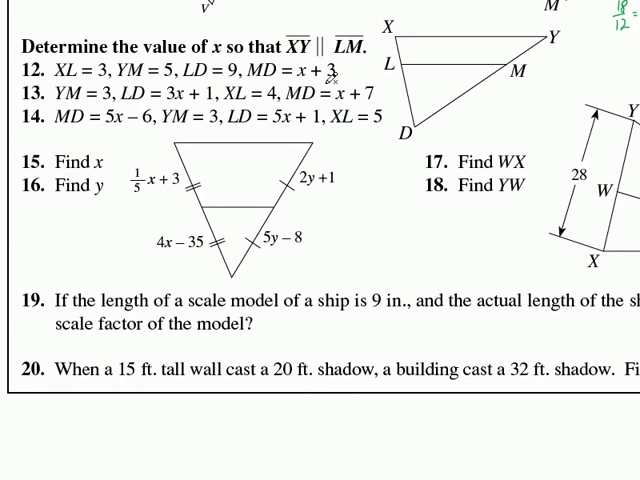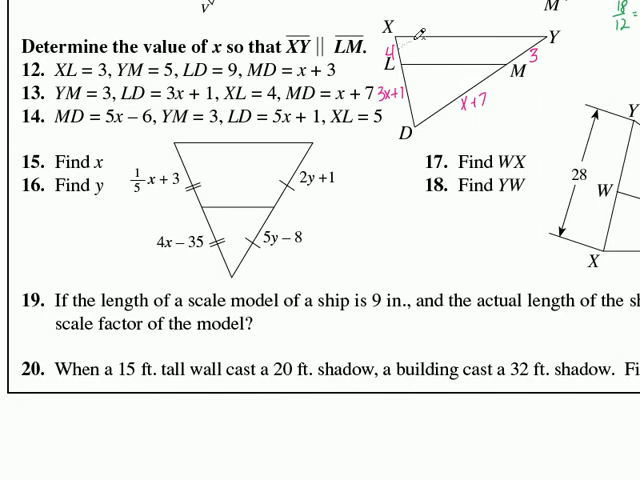Let's do 13. YM is 3. LD is 3x plus 1. XL is 4, that little bit right there. And MD is x plus 7. All right, so here's your scale factor. Scale factor, I would go 4 to 3, wouldn't you? Now, this is not quite as easy as 1 to 3 or 1 to 2, so we'll write out the whole scale factor on this.